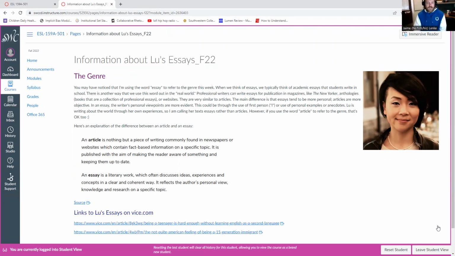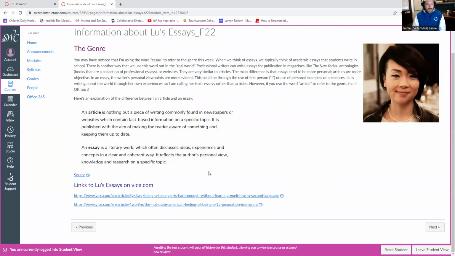Okay, and then we're going to do some rhetorical analysis practice before we do it again for our final assignment. We're going to be finishing our textbook readings, pages 81 to 86, and breaking down Chin Lu's essays. Her essays are on Vice. They're these two articles, and there's some background on the author.